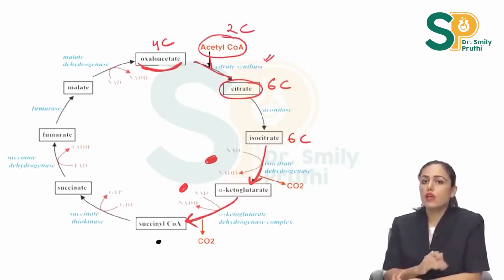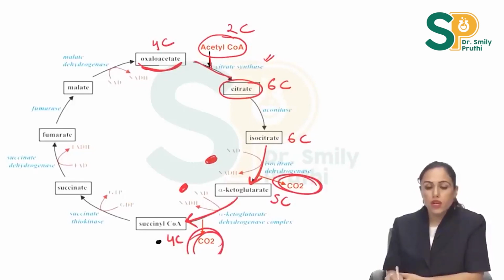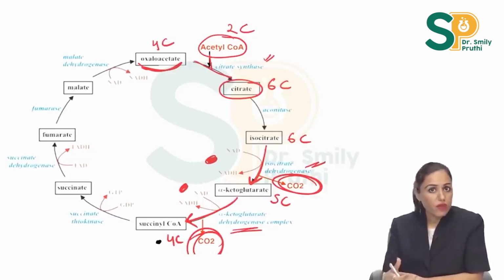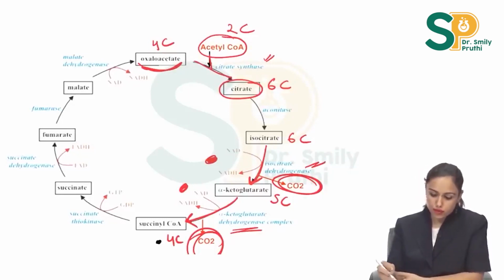The next 2 steps of TCA are the same as link reaction, that is 6 carbon isocitrate gets converted to 5 carbon alpha ketoglutarate, then this 5 carbon gets converted to 4 carbon succinyl-CoA. So in both the steps, carbon dioxide is getting removed. Name of enzyme is dehydrogenase. The first one is isocitrate dehydrogenase. The next one is alpha ketoglutarate dehydrogenase. In both these steps, B1 vitamin is used, oxidative decarboxylation, and NAD forms NADH, right? So we have reached till this point, succinyl-CoA.